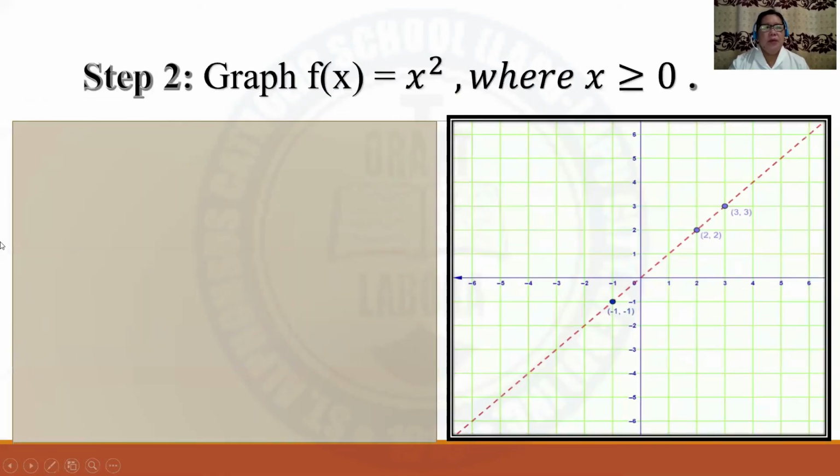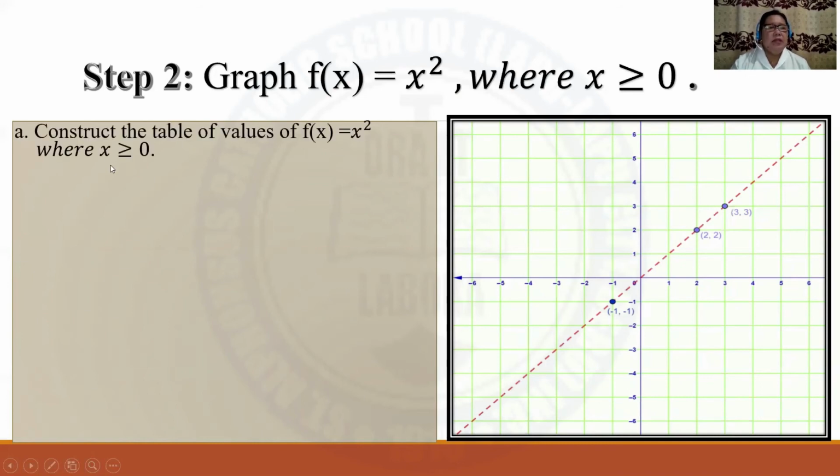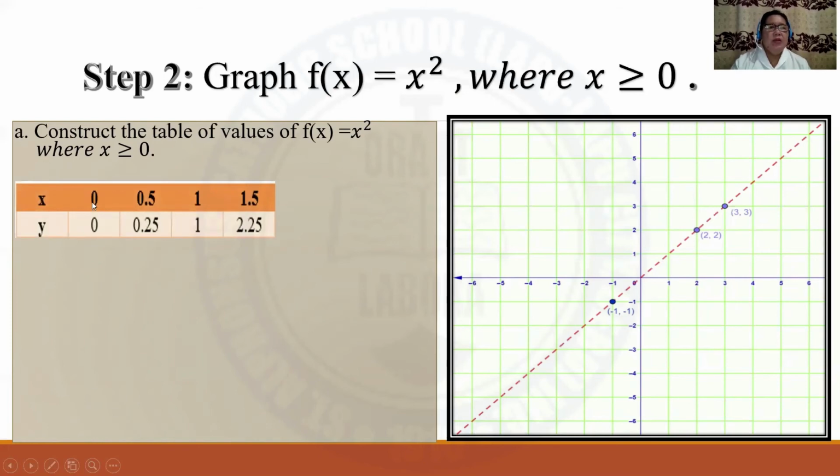Step 2, we have to graph the function f of x is equal to x squared, where x is greater than or equal to 0. Meaning you have to restrict the values of x using only greater than 0 or equal to 0. So, construct first the table of values. So, you can use equal to 0. So, the first value here is 0. Then y is equal to 0. 0.5 is greater than 0. The value is 0.25. 1 is greater than 0. The value of y is 1. We can use 1.5, which is greater than 0.